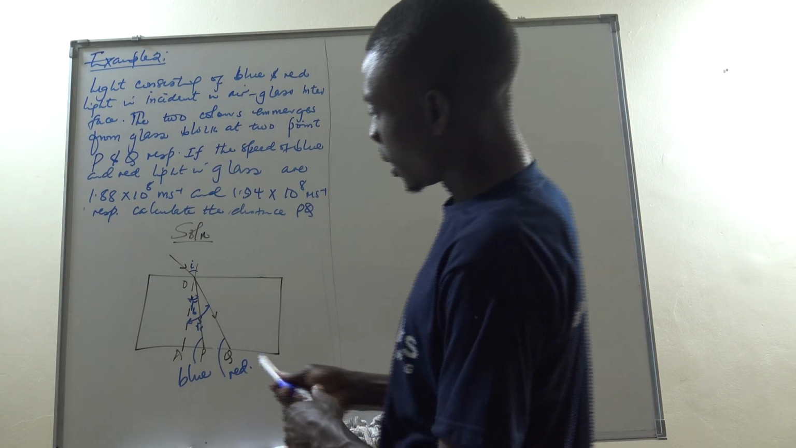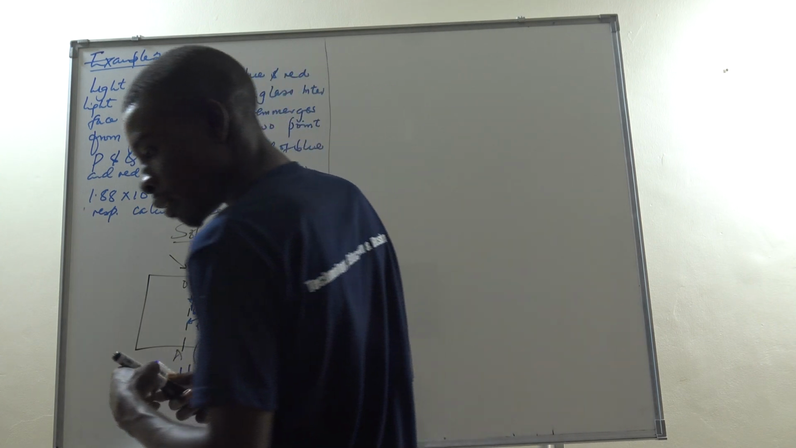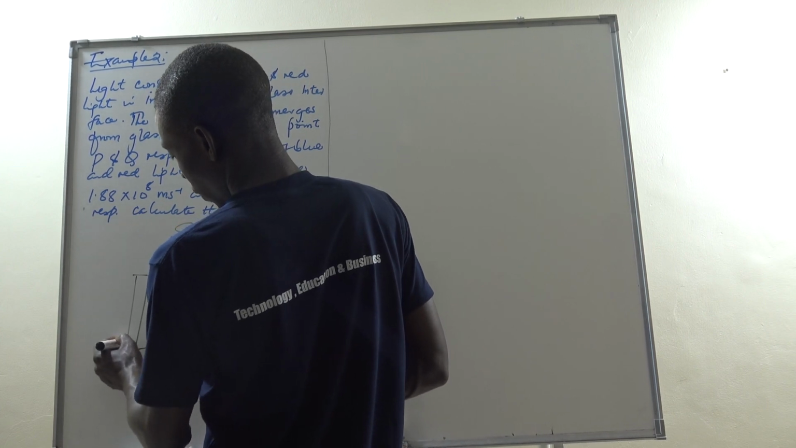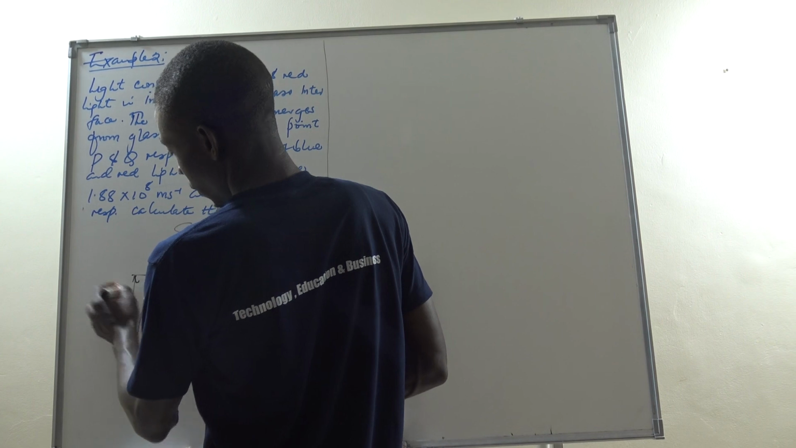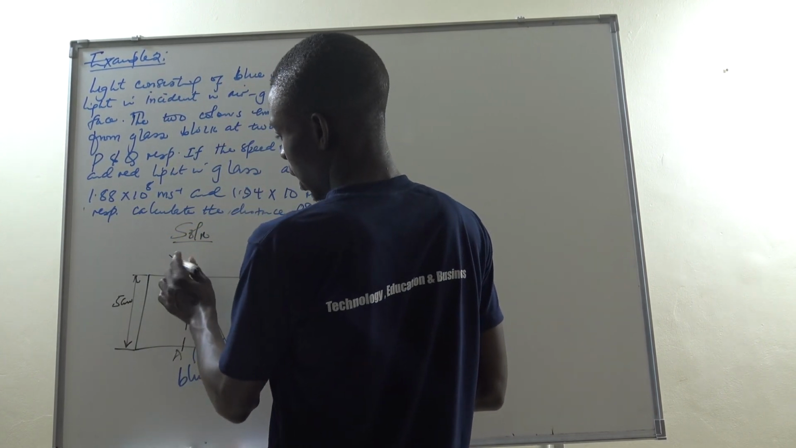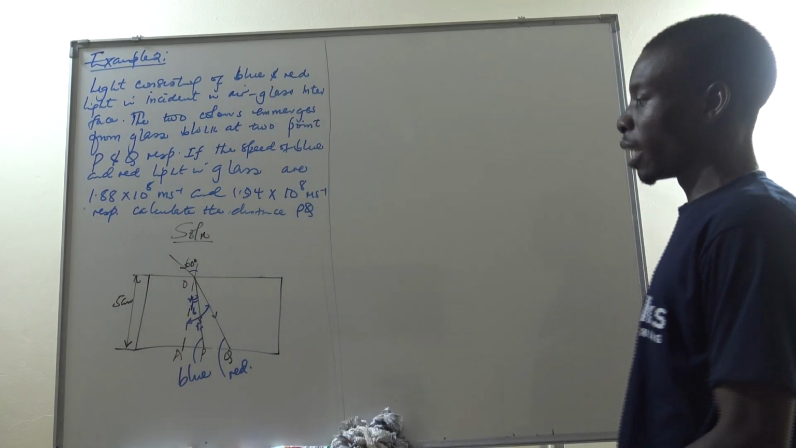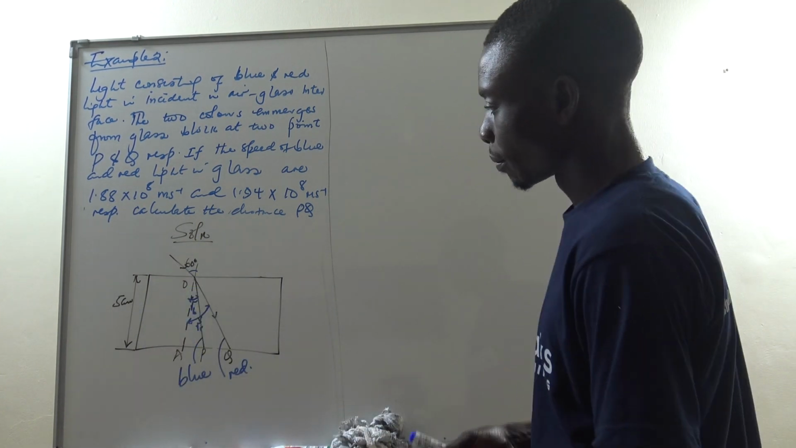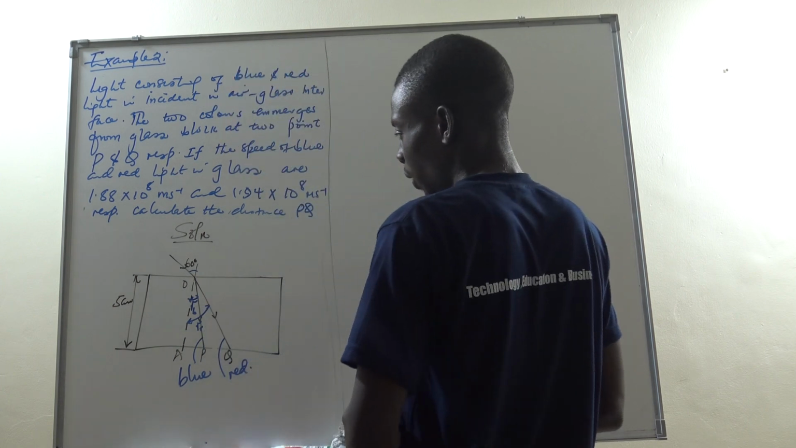this distance here is given to us as 5 centimeters, and this angle is 60 degrees. So this is 5, this is 60. As I've been saying, let's go now towards our calculation.